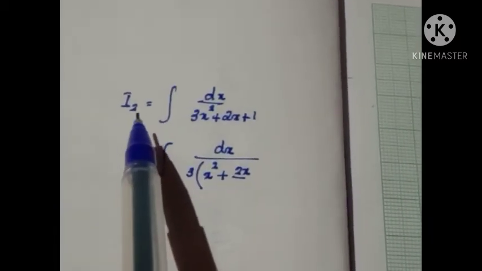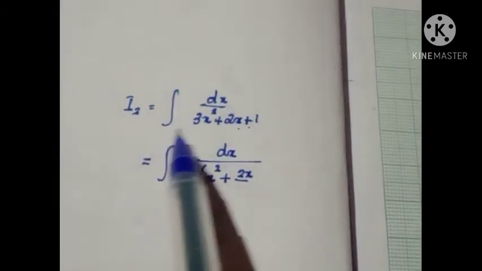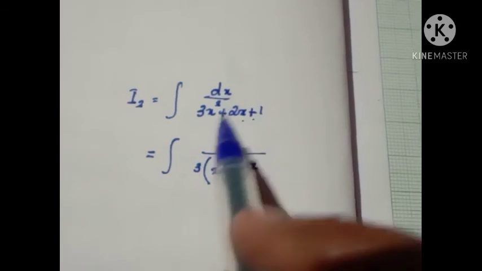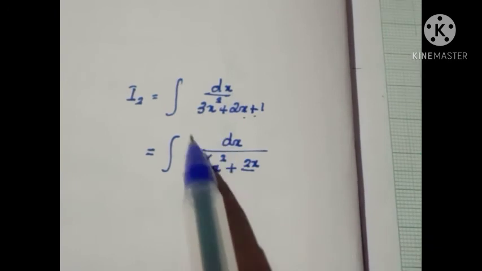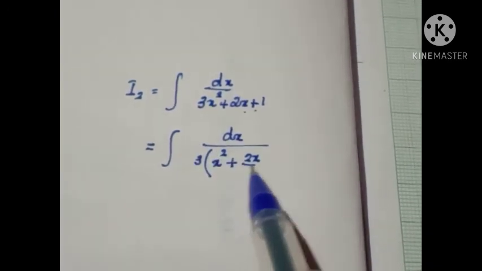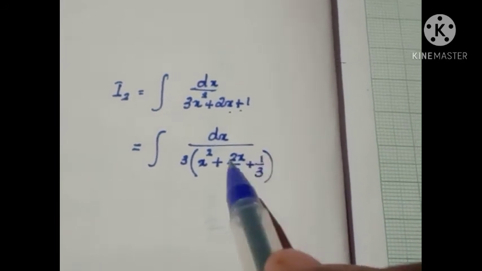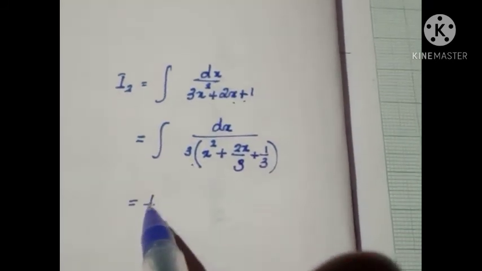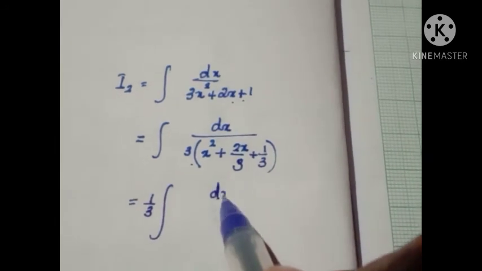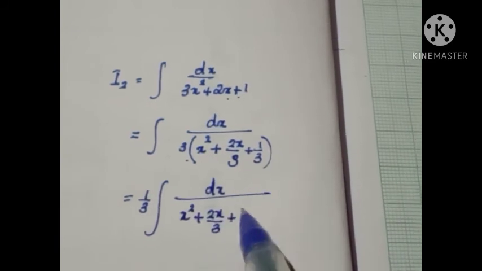Now we want to find I2. Next we need to find I2. I2 is dx by (3x² + 2x + 1). We already know how to find the integral of such type of functions. Okay, so listen, here coefficient of x² is 3. So take 3 outside. This becomes 3 into (x² + 2x by 3 + 1 by 3). Now we need to convert this into perfect square form. So here 1 by 3 is constant. So 1 by 3 into integral dx by (x² + 2x by 3 + 1 by 3).